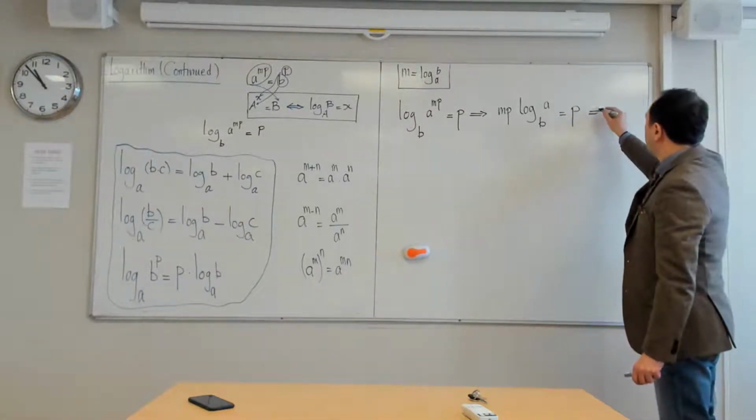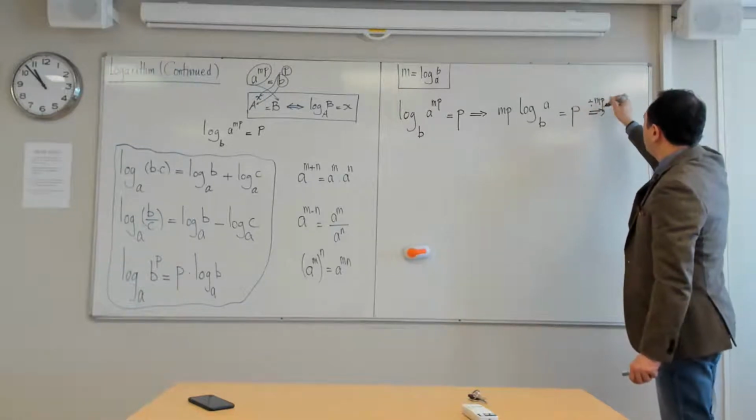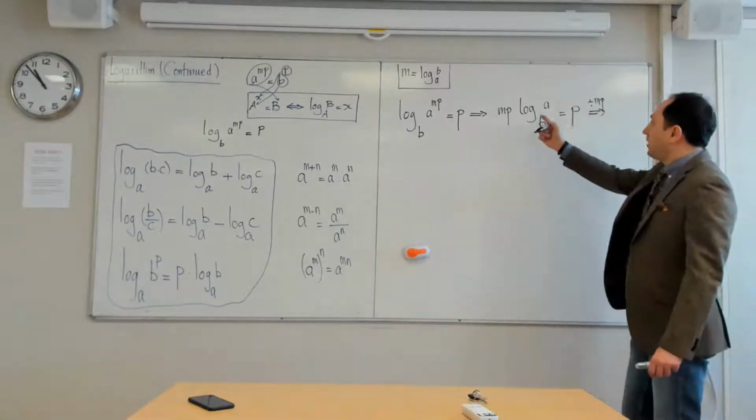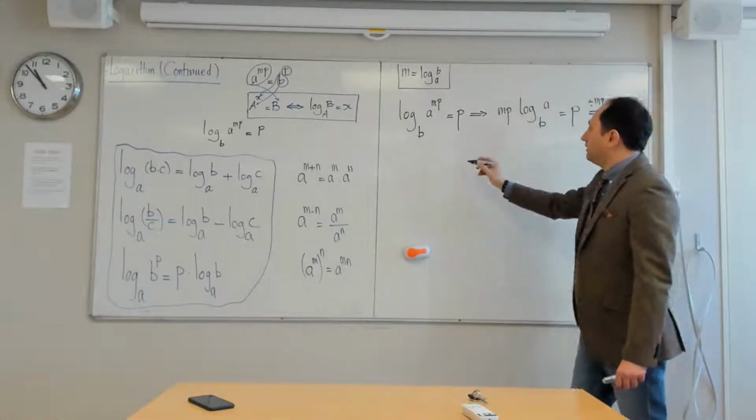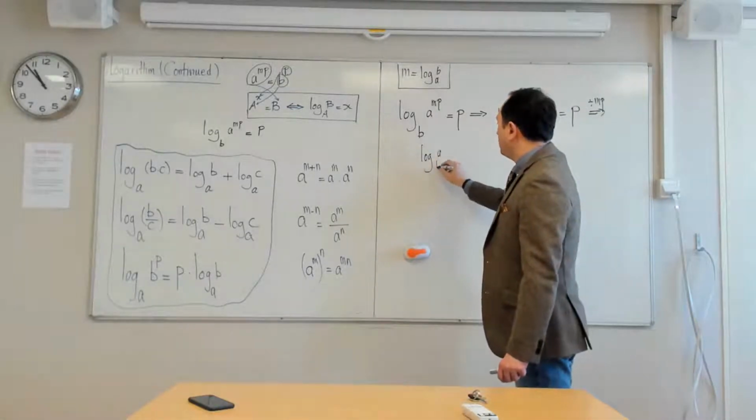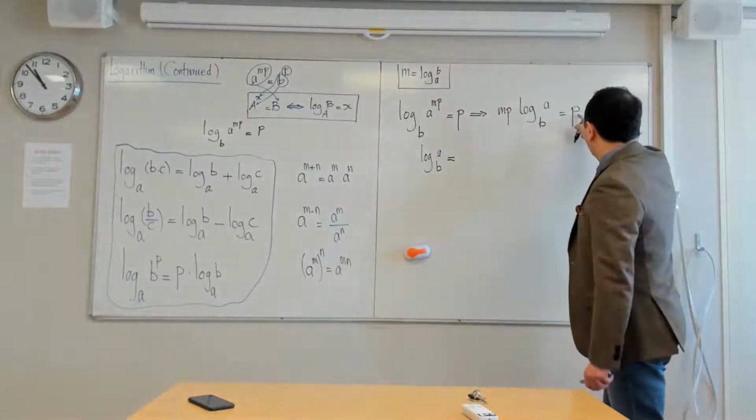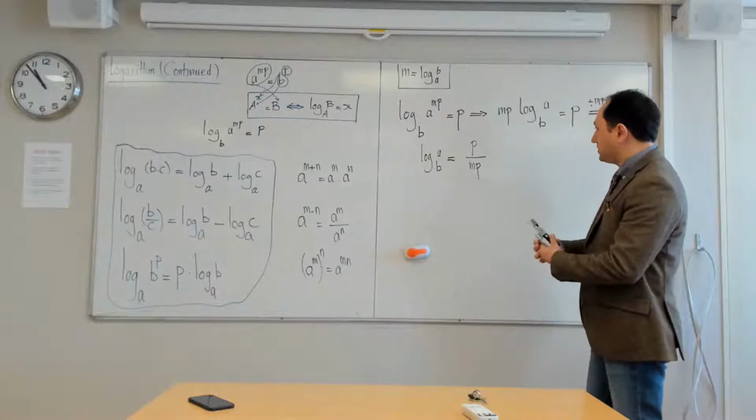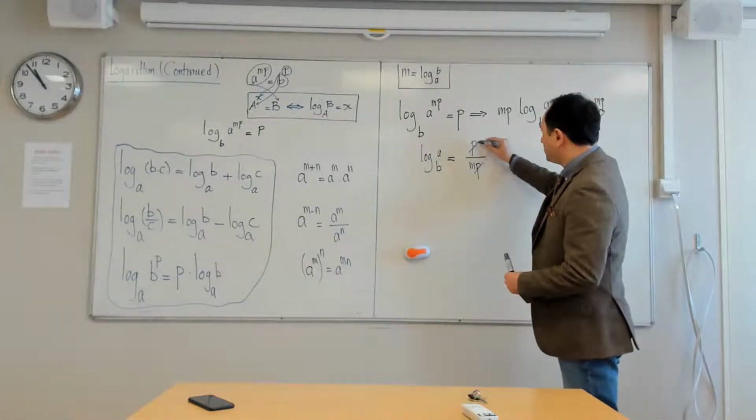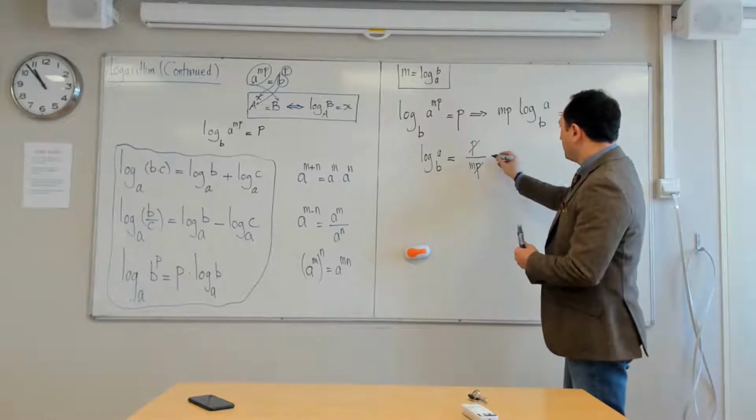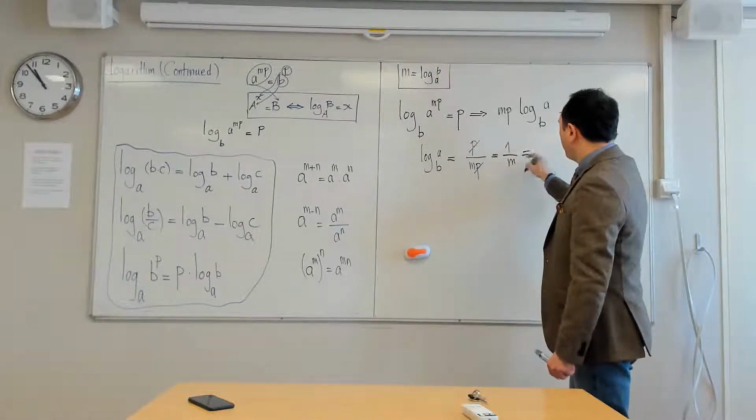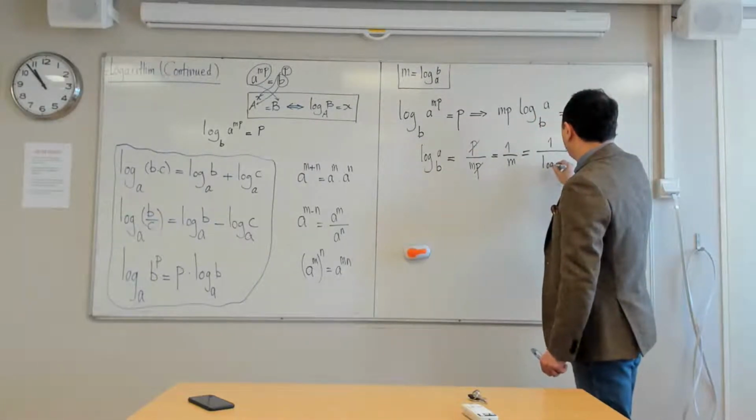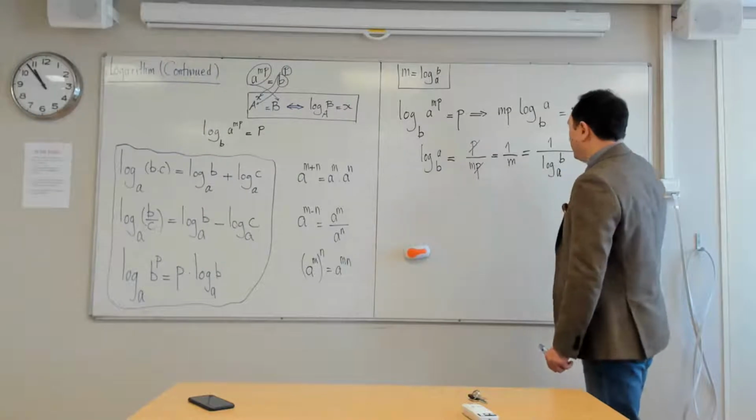Now, let me divide everything by MP, assuming that M and P are non-zero. When I divide this by MP, MP is gone. What I get is the log of A in the base B. I divide P by MP. But now look, something interesting happens. This P and that P are gone. So this becomes 1 over M. And now what was M? M was this log. So this becomes 1 over log of B in base A. Isn't it interesting?